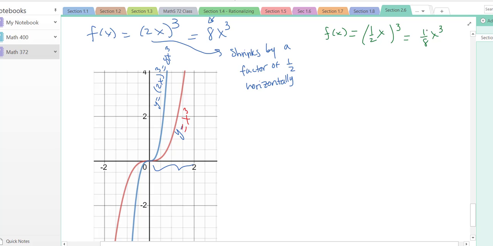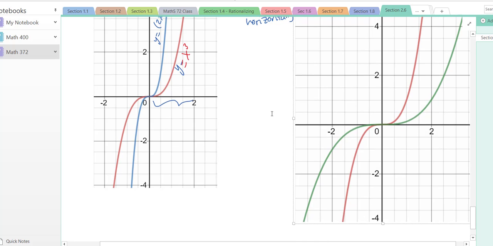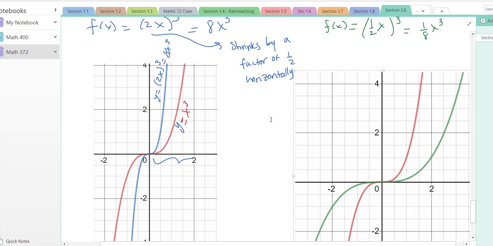Now this, as we saw before, means the graph is shrinking vertically by a factor of 8, but horizontally, if it's a vertical shrink, it's actually going to be stretched out horizontally. So what the graph of this looks like is this green graph. Again, notice we have our parent graph, y equals x cubed here, and then we have y equals (1/2 x) cubed. And again, this is 1/8 x cubed.